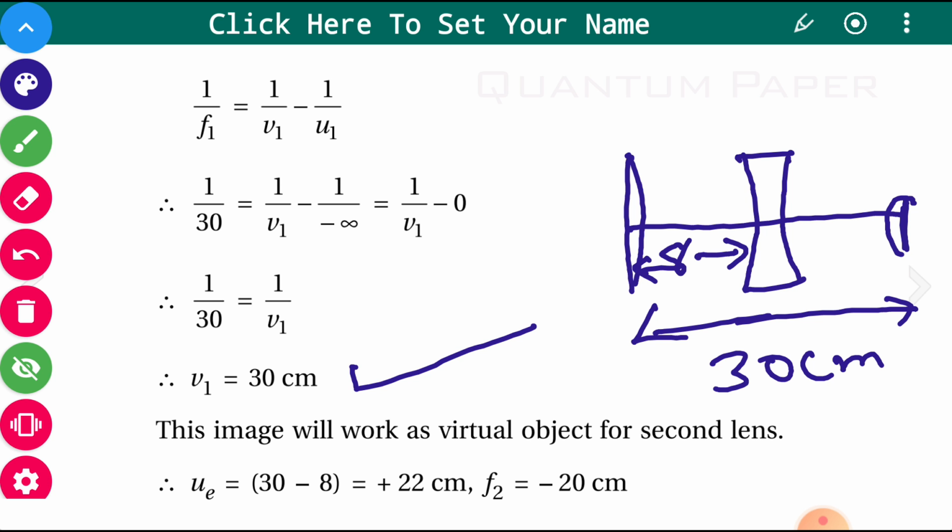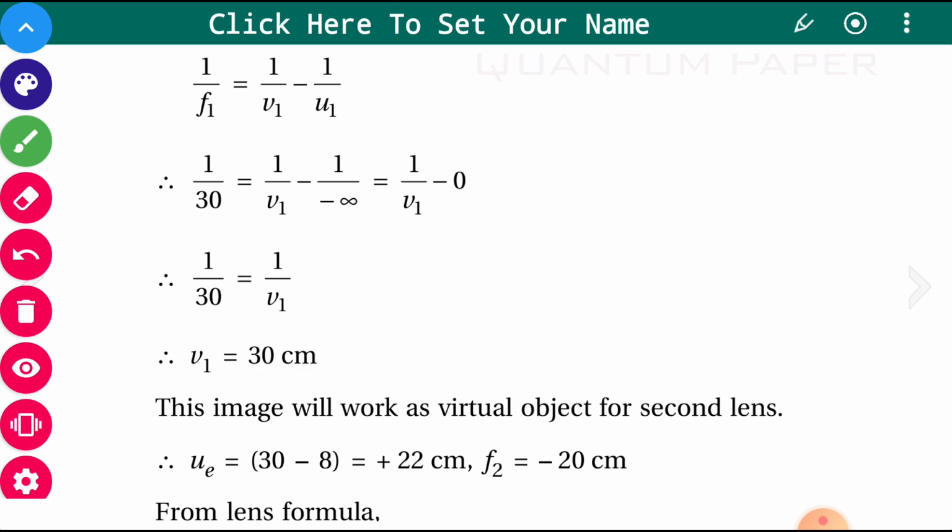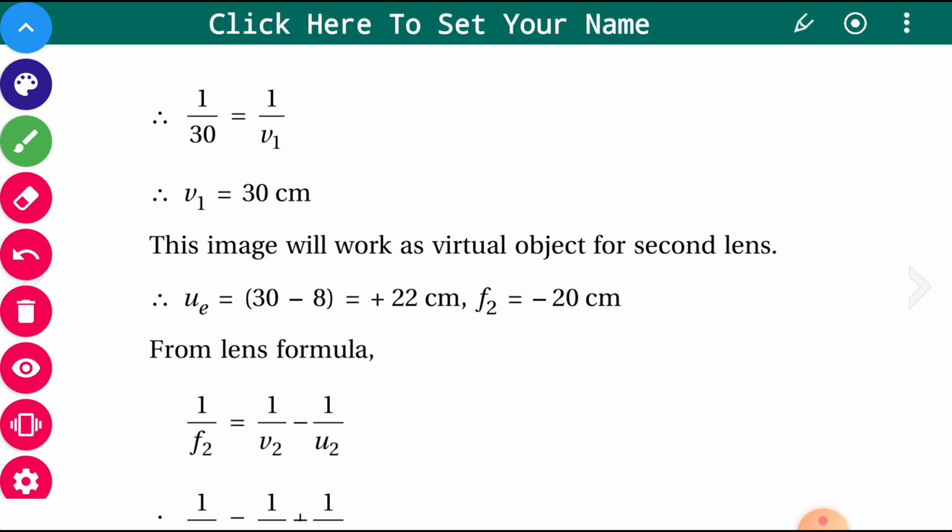then this image which is formed behaves as an object for this lens. Try to understand what the distance between these two is. Naturally this will be 22 centimeters. So this will be the object distance for the concave lens: u2 is 22 centimeter. It is on the right-hand side, so it is positive.